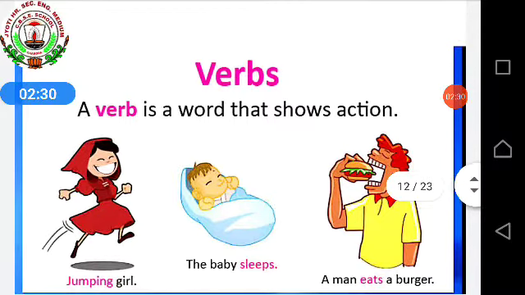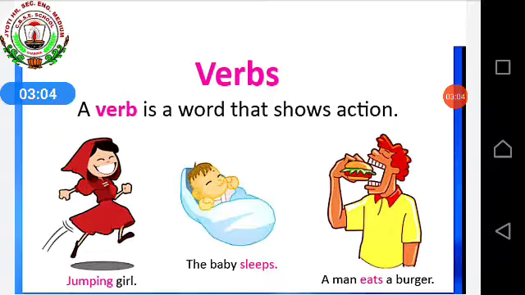First, before proceeding with the next part, I'll tell you some of the grammatical part related to that. Verbs. Many a times I told you about verbs. In Hindi, what do we call verb as? Kriya. So, verbs. What are verbs? A verb is a word that shows action.